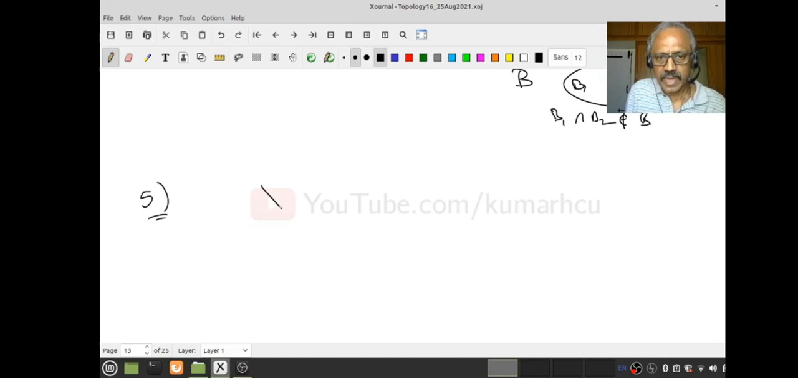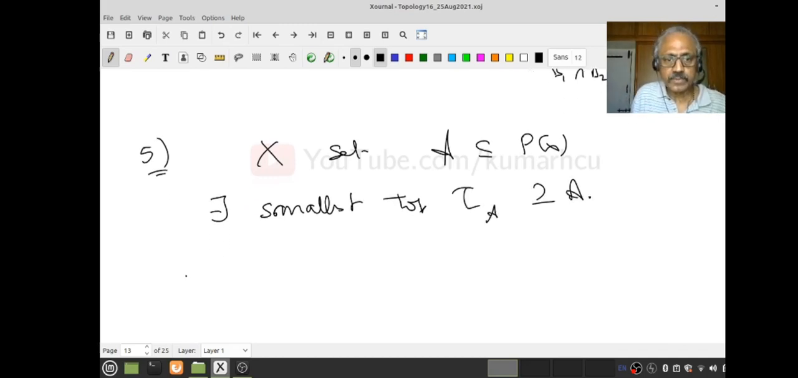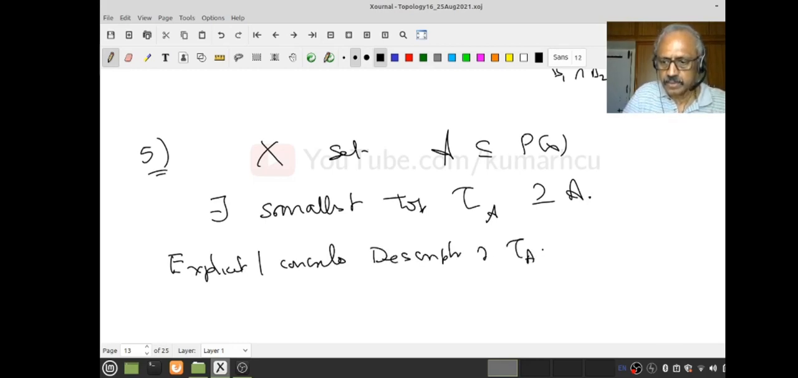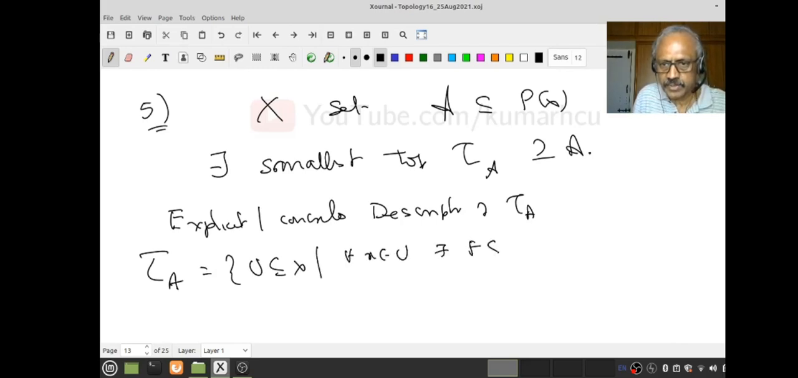Remember, I had a set X, just a set, and a collection A of P(X), a collection of subsets. Then we know there exists a smallest topology tau A containing A, and we had given a very explicit concrete description of tau A. Just to quickly recall, how did we define tau A? Tau A was the set of all subsets U of X such that for every x in U, there exists a finite subset F of script A such that x belongs to the intersection of the sets in F, and that should be contained in U.